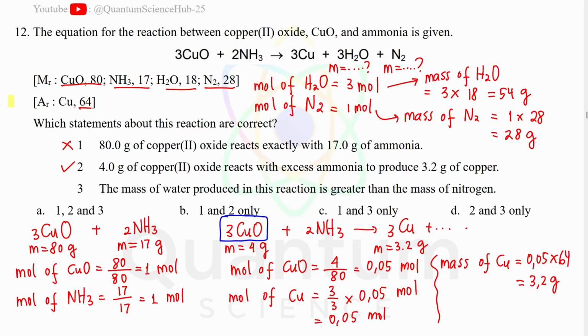This is the mass for water, which is 54, and the mass of nitrogen is 28. So that means the mass of water is greater than the mass of nitrogen. So statement 3 is also correct. And therefore, the correct answer for this question is D.